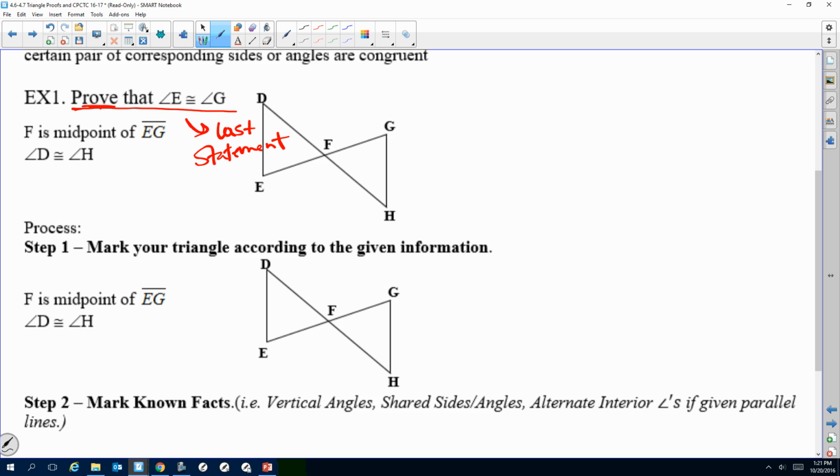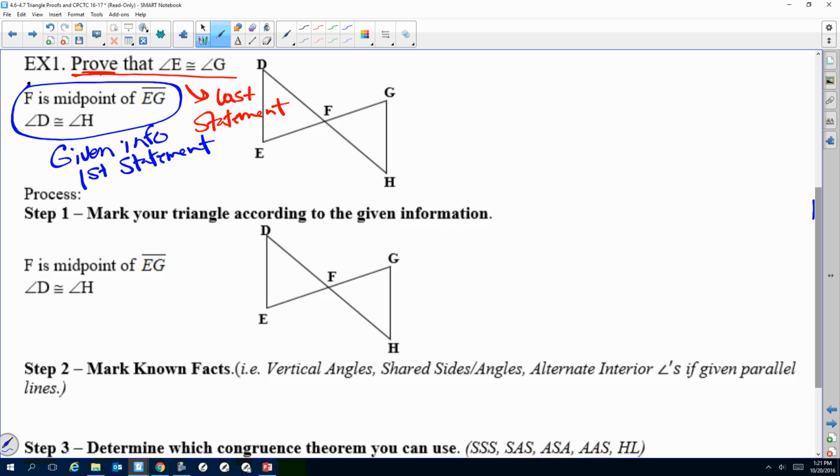Right here, F is the midpoint of EG. Angle D is congruent to angle H. This is what we call given information. So this is our first statement. Whatever is given to you will be your first statement in your proof.